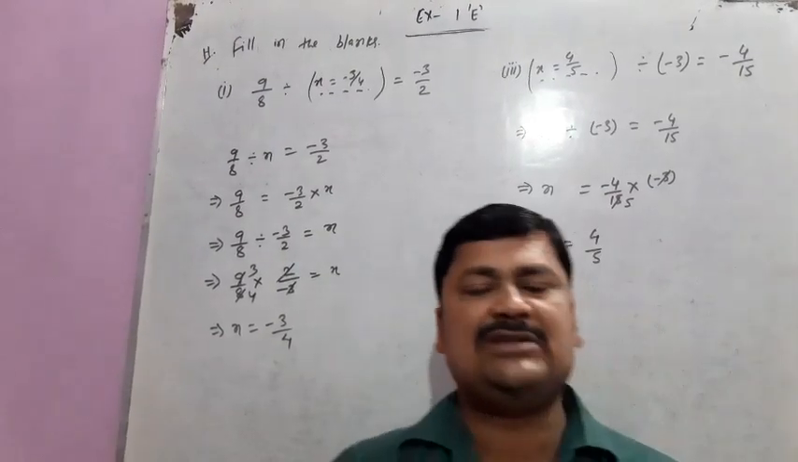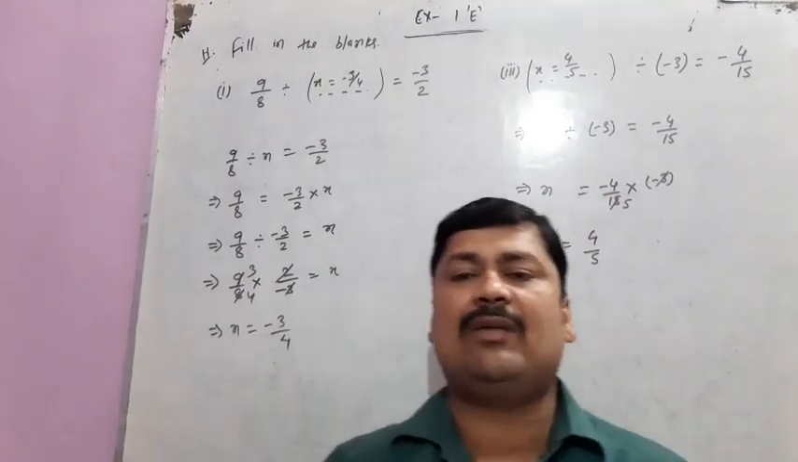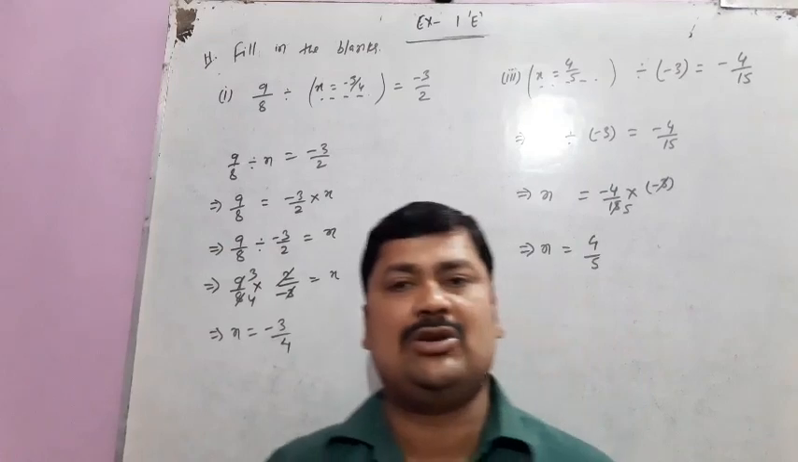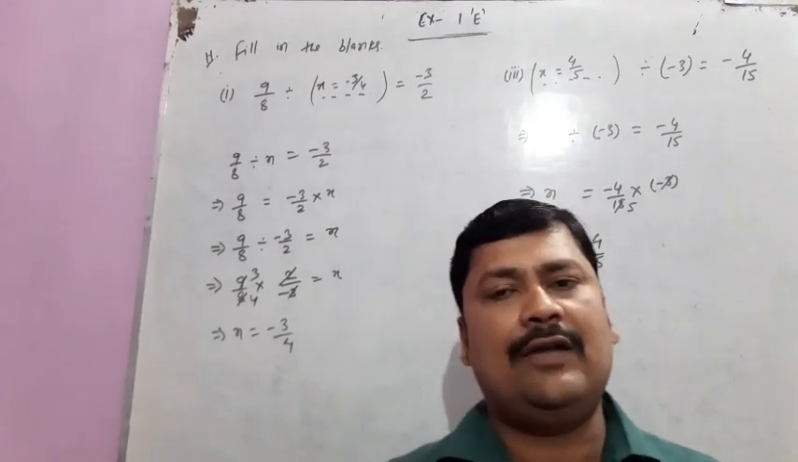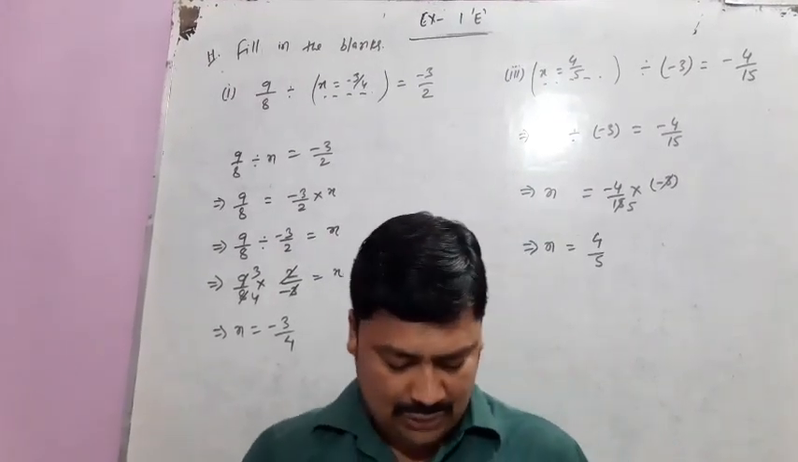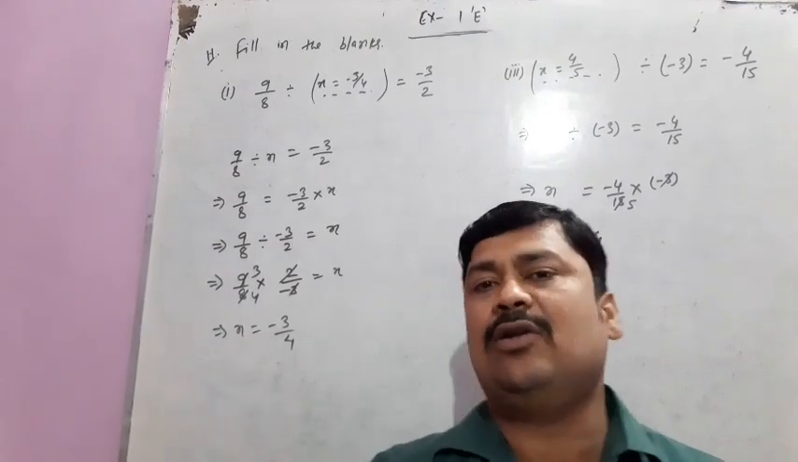Can we divide 1 by 0? No, we cannot divide 1 by 0, because if we divide 1 by 0, the result is not defined, it is undefined. So in this way you can complete your exercise 1E.